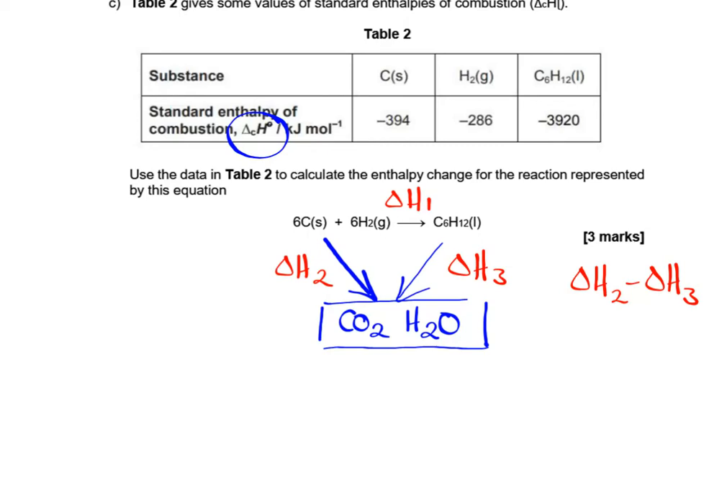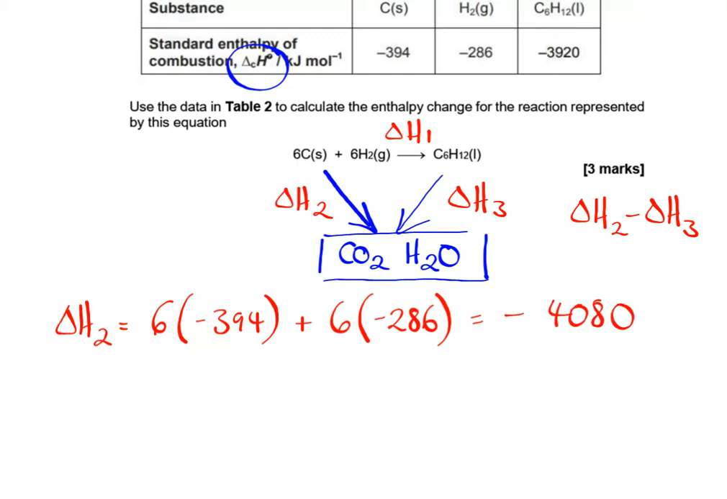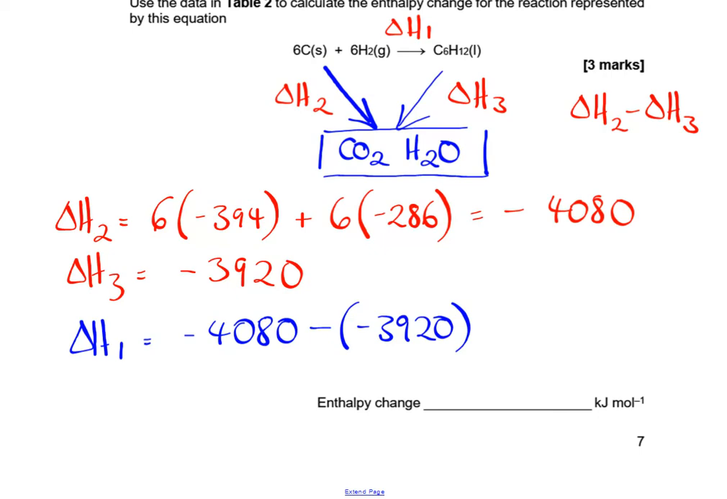So for delta H2, we want 6 lots of the enthalpy of combustion of carbon, as well as 6 lots of the enthalpy of combustion of hydrogen. And I got that to be minus 4080, and delta H3, well, that's just going to simply be minus 3920. So delta H1 is minus 4080, take away minus 3920, and that should have come out to be minus 160.